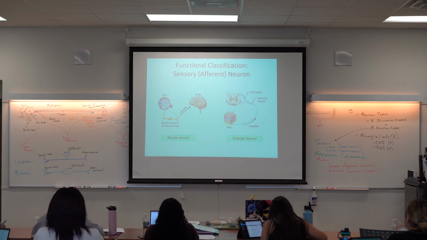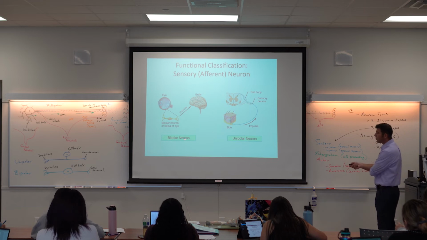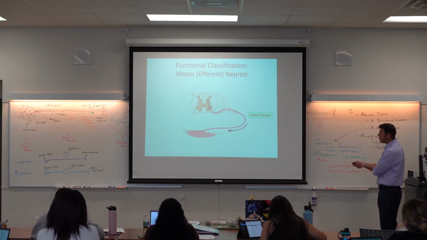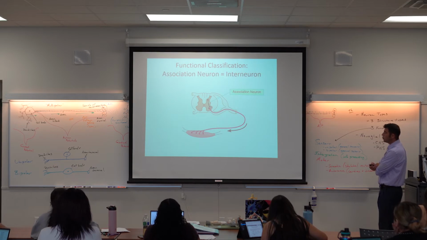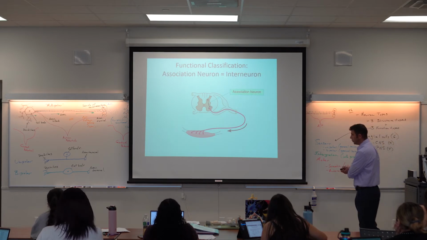I was just talking about how bipolar neurons and unipolar neurons are always sensory, whereas the motor neurons and those integration neurons are always going to be multipolar. Motor neuron, association neuron. Again, these two are always going to be structurally multipolar neurons.